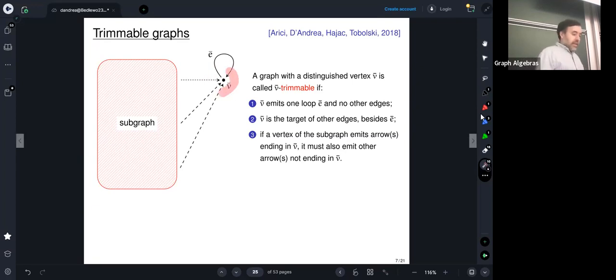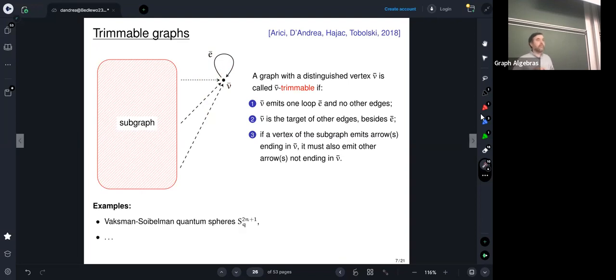Since this single vertex is hereditary and saturated, we know that the analogous maps I was talking about in previous slides are well defined. You have a quotient map where you kill this single loop, and you have another quotient map where you kill this vertex and all the arrows ending in this vertex.